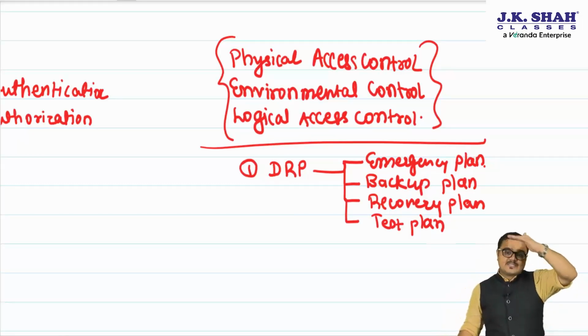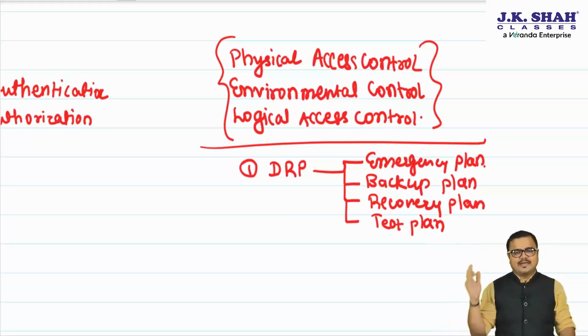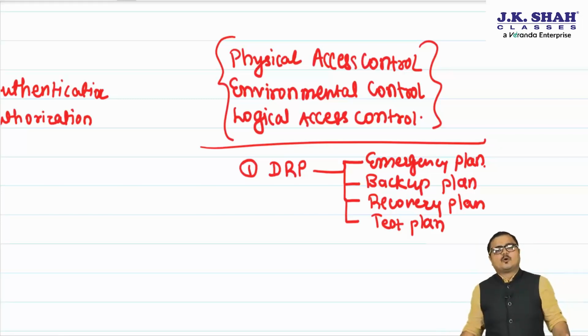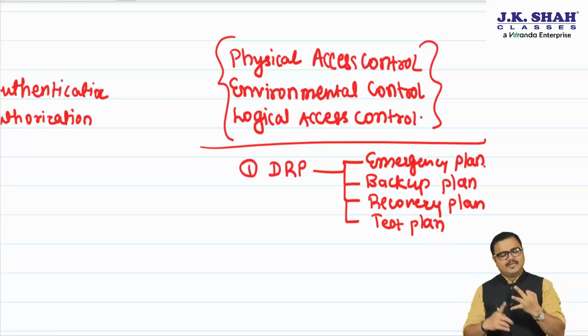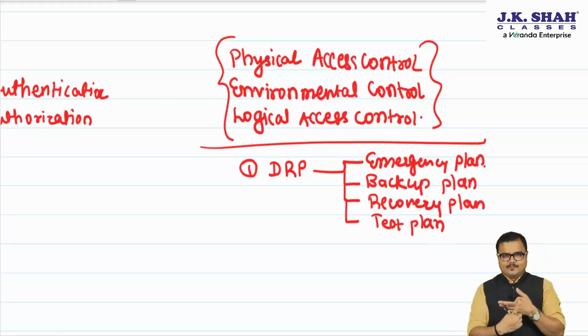So, even despite applying all the controls, we know that controls might fail and a particular disaster might strike. At that time, to protect my information system from all types of attack, I need to apply three controls. Out of which the first is DRP. DRP involves four major controls: emergency plan, backup plan, recovery plan, test plan.